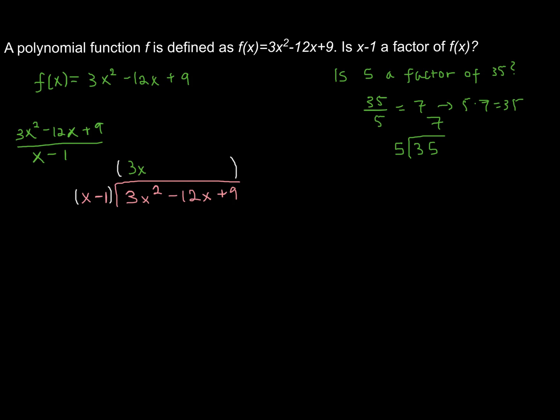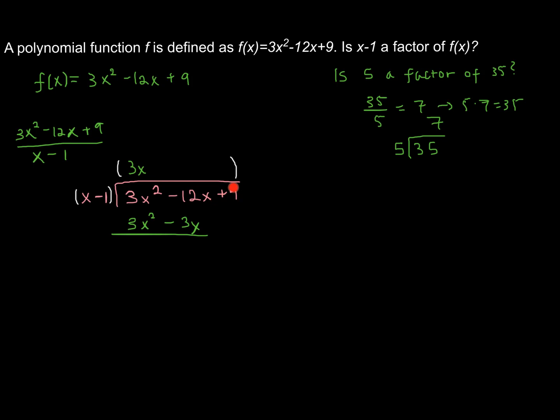3x times x is 3x squared. And then 3x times negative 1 is negative 3x. So this is what I end up with after multiplying x minus 1 by this first term. So I'm not quite there yet, right? Notice if I'm comparing these two, these are the same, so that's good. Here I want negative 12x's, but I currently have negative 3 of them. So how many more do I need? I need negative 9x's more, because negative 3x's minus 9x's would be negative 12x's.